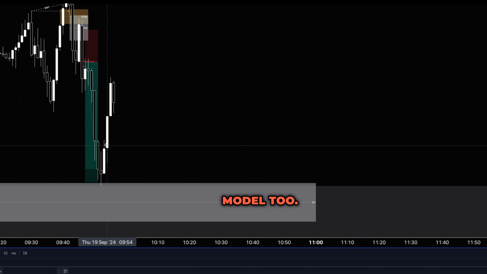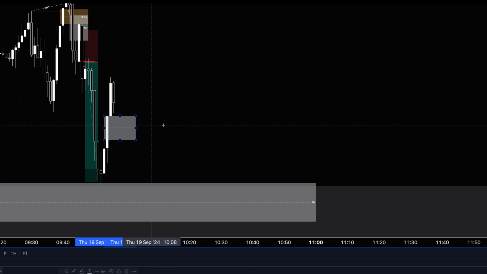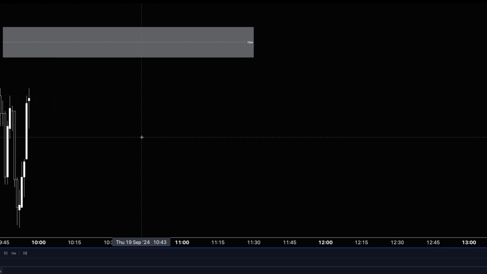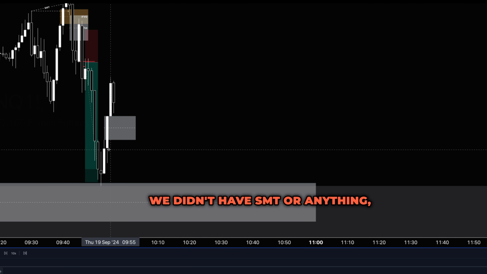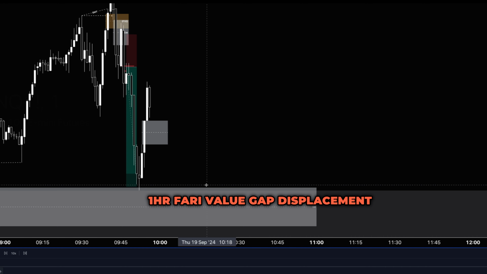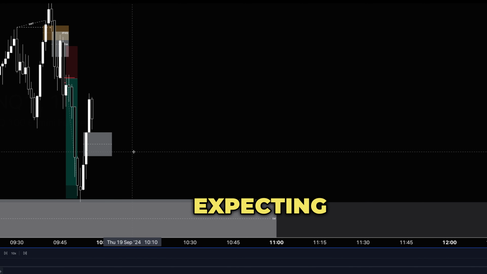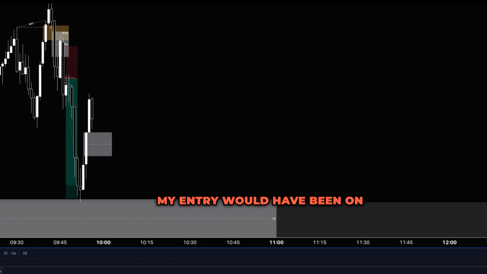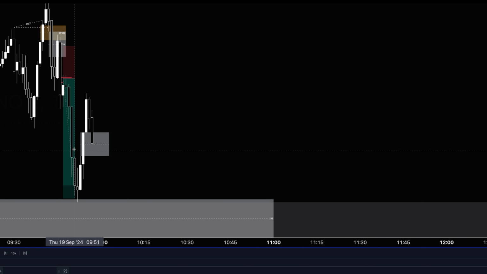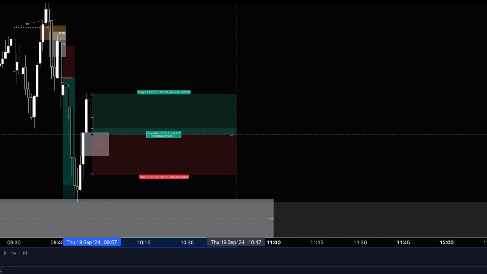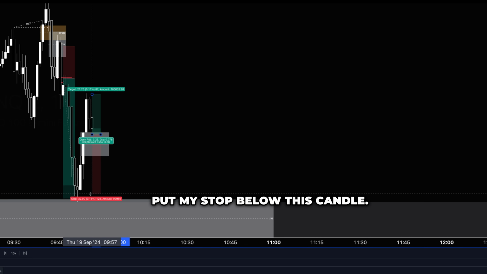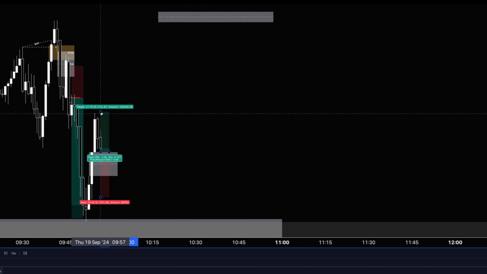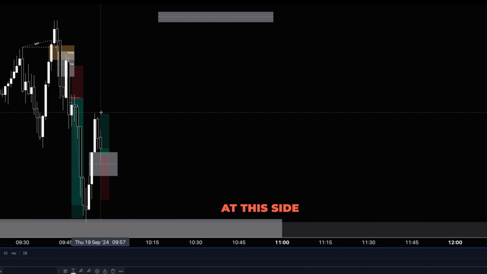But this is kind of a model too. I don't know if we had SMT. Let me check. Yeah, we didn't have SMT or anything, but 1 hour fair value gap, displacement back up. And I'm already expecting a trend day. So my entry would be on this fair value gap here. Put my stop below this candle. And then I would take partials at this high here.